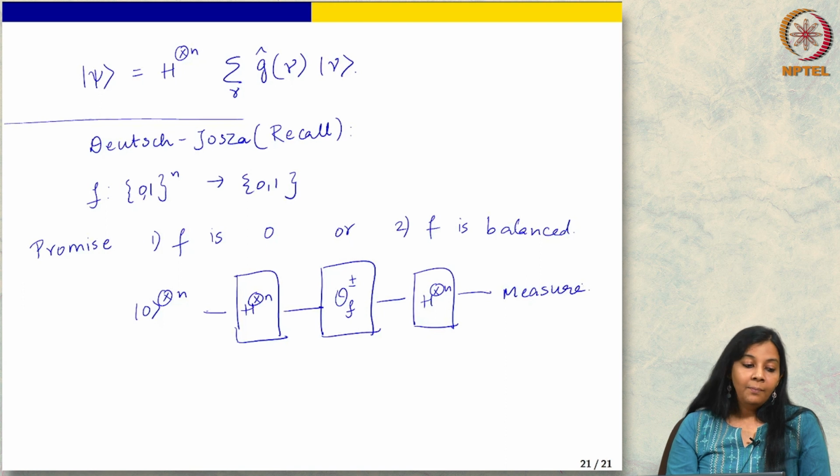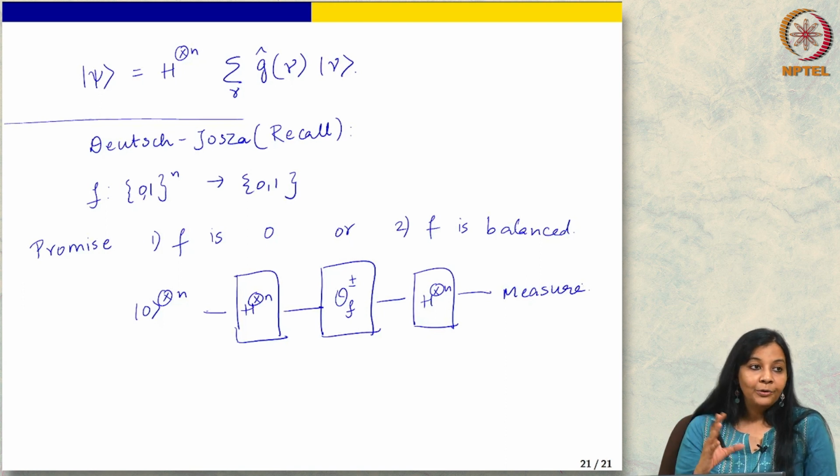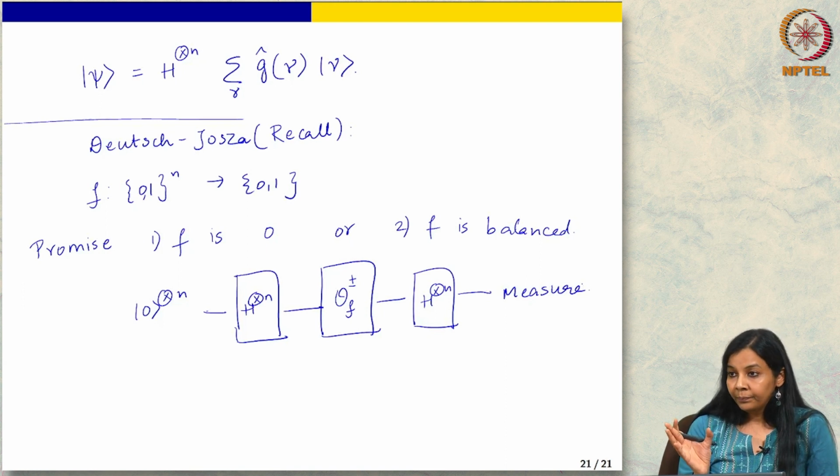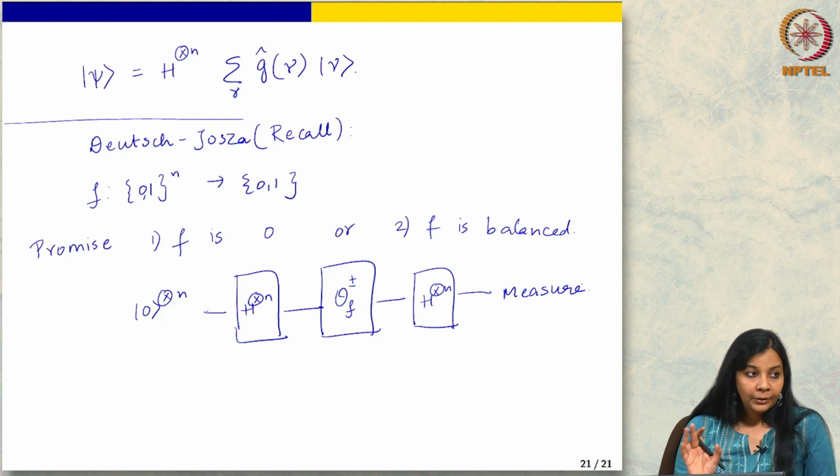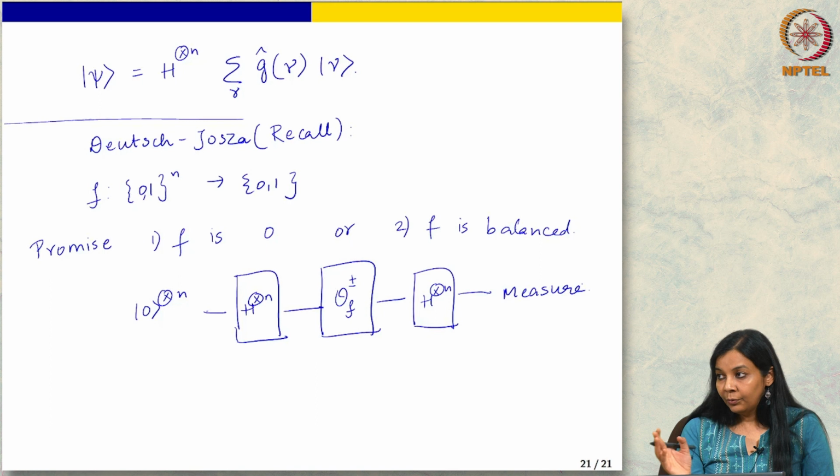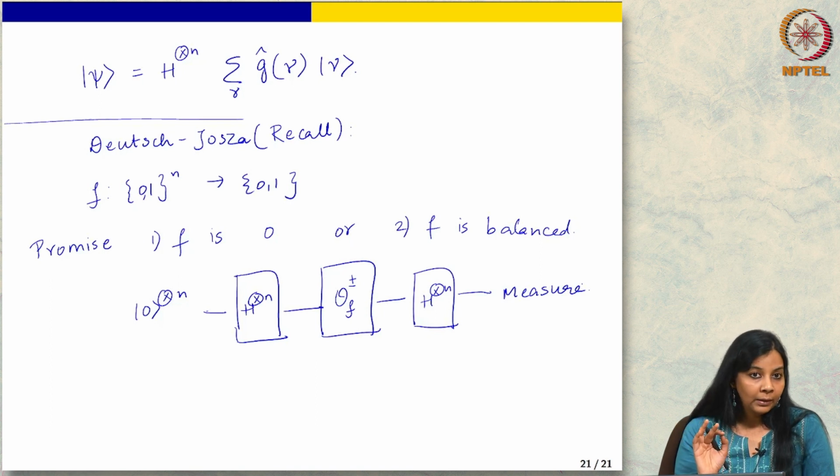And when we measured, we observed the amplitude on the point 0, if you remember. In one case you always got 0, in one case you never got 0, and this is how you learnt which of the two cases is true for the function. So now what we will see is that actually what is happening here is that this circuit is computing the Fourier transform for a particular function.